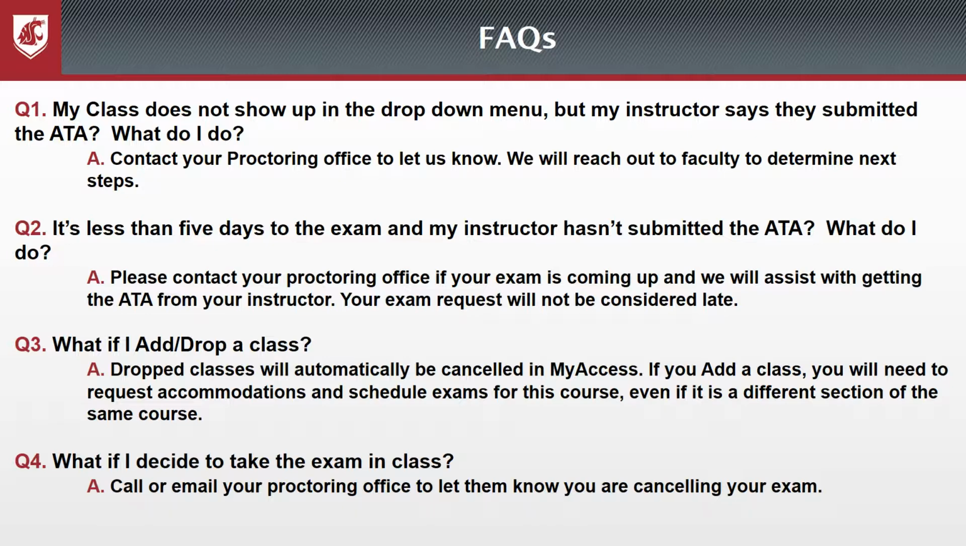Number 3. What if I add or drop a class? Dropped classes will automatically be canceled in MyAccess. If you add a class, you will need to request accommodations and schedule exams for this course, even if it is a different section of the same course. Number 4. What if I decide to take the exam in class? Call or email your proctoring office to let them know you are canceling your exam.